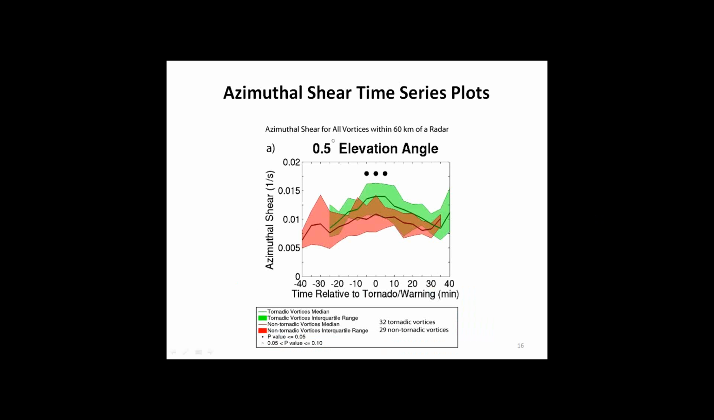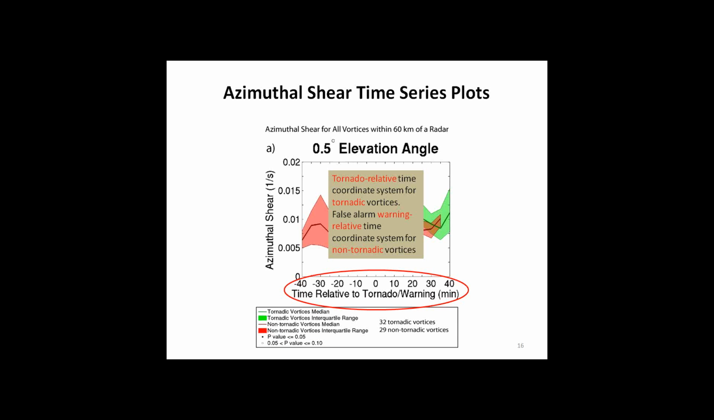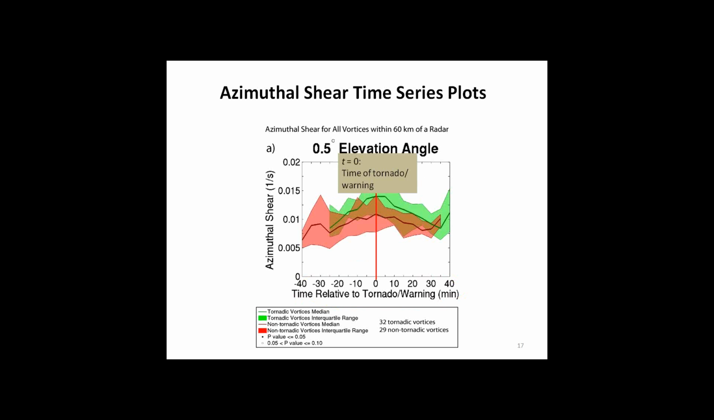The next few slides will show some composite time series plots of azimuthal shear, so I quickly wanted to orient you to how these plots are laid out. We put the azimuthal shear data for all the vortices into a tornado-relative time coordinate system for the tornadic vortices, and a false alarm warning-relative time coordinate system for the non-tornadic vortices. So the center of these plots, t equals 0, is the time the tornado formed for the tornadic vortices, or the time the first false alarm warning was issued for the non-tornadic vortices. Times to the left and right of that indicate times before or after the tornado or warning.